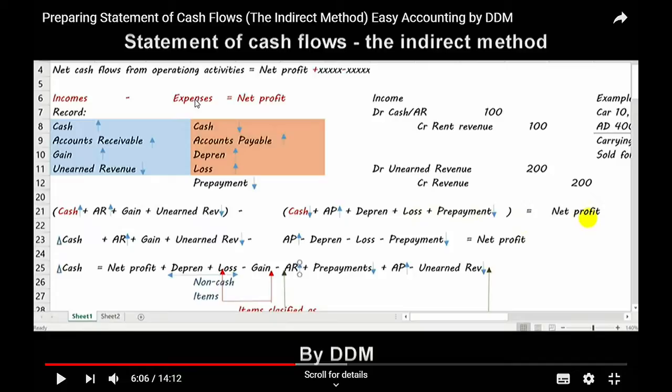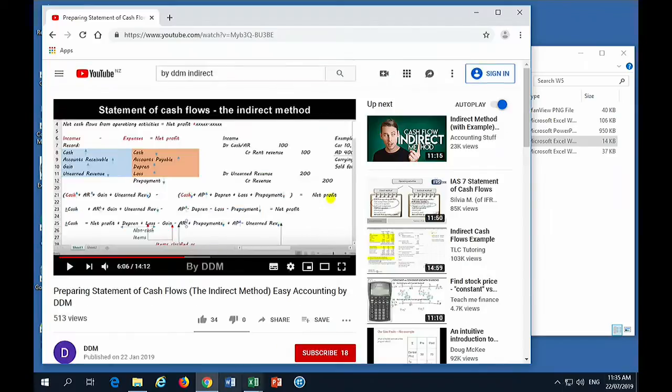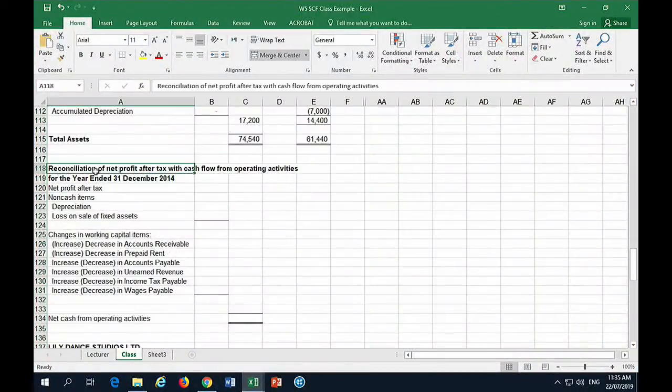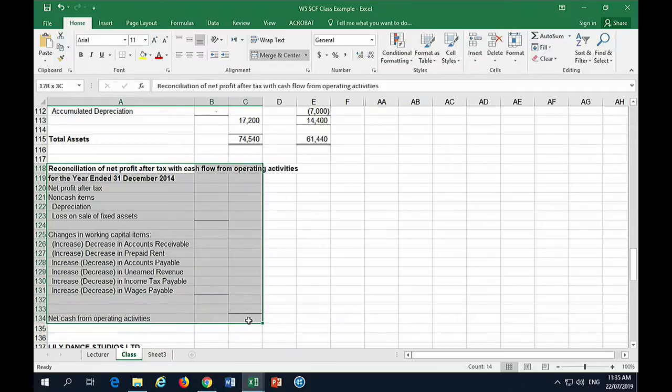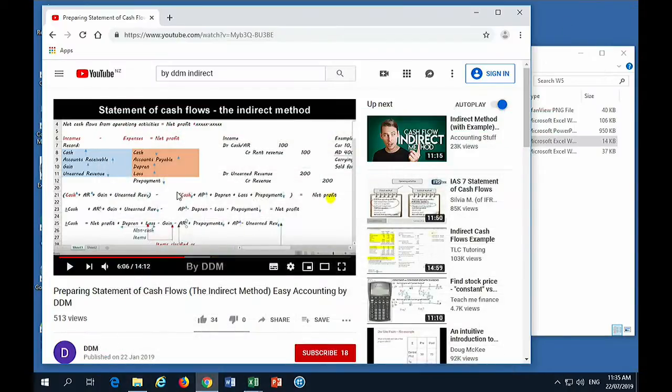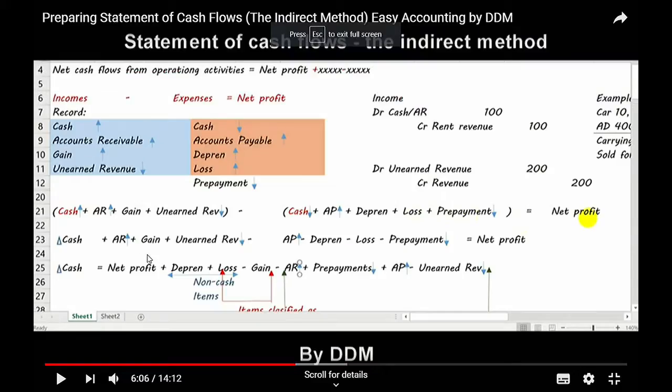And the purpose of me doing this is to establish the relationship between cash and net profit. It is because the reconciliation is to explain the relationship between net profit after tax and net cash from operating activities. That is why I'm doing this, to establish the relationship between these two items. Is that clear? Yes?